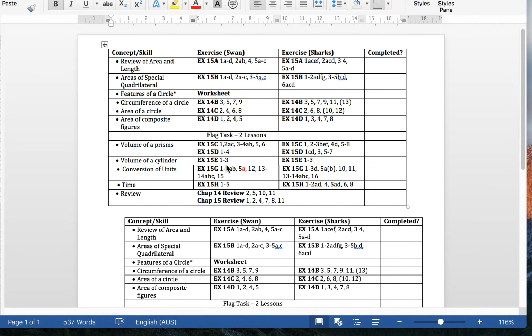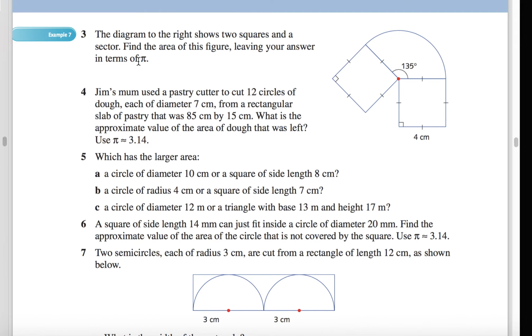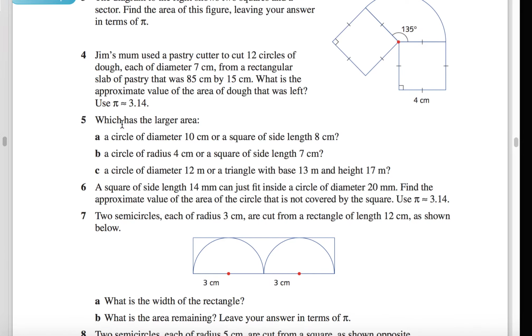Okay, so now I'll have a look at question 4. Jim's mom used a pastry cutter to cut 12 circles of dough, each of diameter 7 centimeters, from a rectangular slab of pastry that was 85 by 15. What is the approximate value of the area of dough that was left? Now we won't use pi equals 3.14. Whenever you see the word approximate again, we're gonna use the arrow button on your green calculator. So it's somewhat similar to the question before.